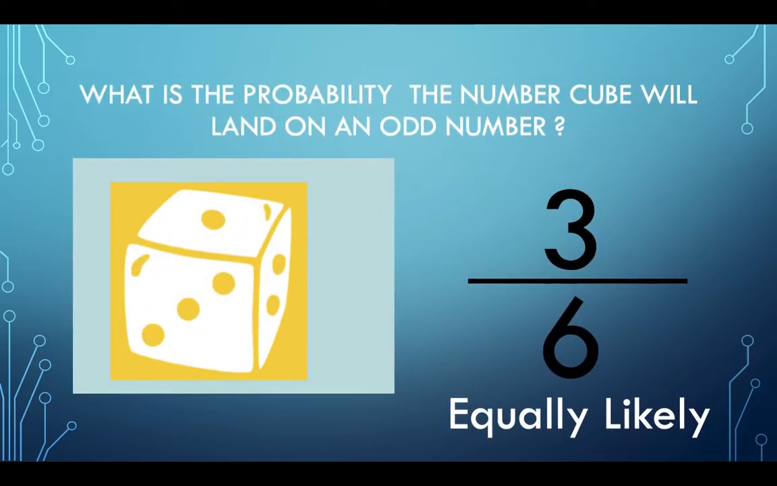Let's look at this example. What's the probability the number cube will land on an odd number? So if you wrote out all of those numbers, 1, 2, 3, 4, 5, and 6, and you circled all of your odd numbers. So you circled 1, 3, and 5. So you have 3 odd numbers, that's your numerator, but you still have 6 numbers altogether. So you have 3 out of 6 chances that it will land on an odd number. So that is equally likely. You have an equal chance of it landing on an odd number.